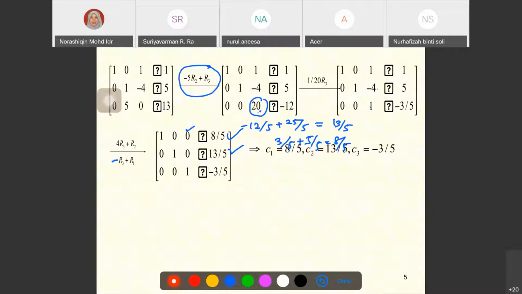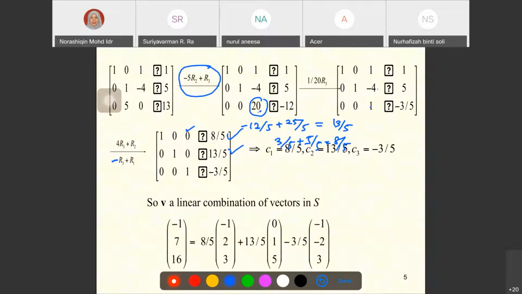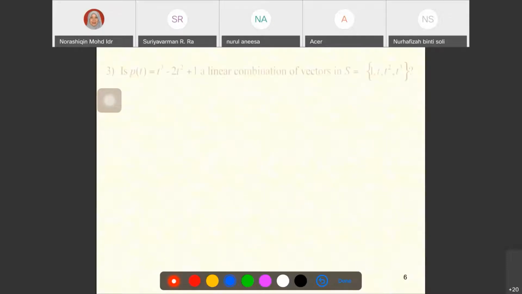Okay, so what is the conclusion here? V is a linear combination of the vectors in S. So the V looks like. Okay. Question? No, Doctor. So far, so good. All right. Let's see another example.